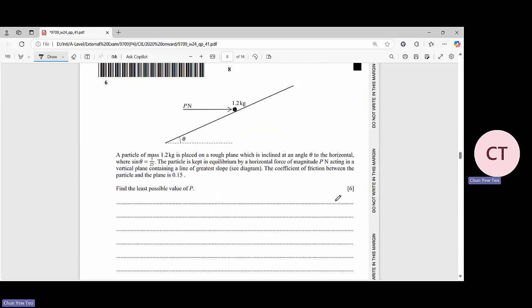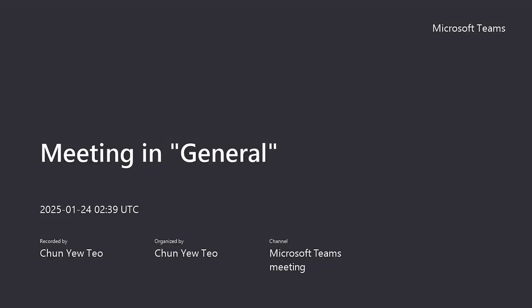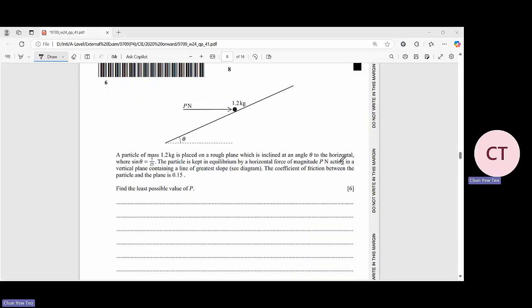And moving on, we have question number 6. A particle of mass 1.2 kg is placed on a rough plane with an incline at an angle theta to the horizontal, where sine theta is equal to 7/25. The particle is kept in equilibrium by a horizontal force of magnitude P acting in a vertical plane containing the line of greatest slope. The coefficient of friction between the particle and the plane is 0.15. Find the least possible value of P.